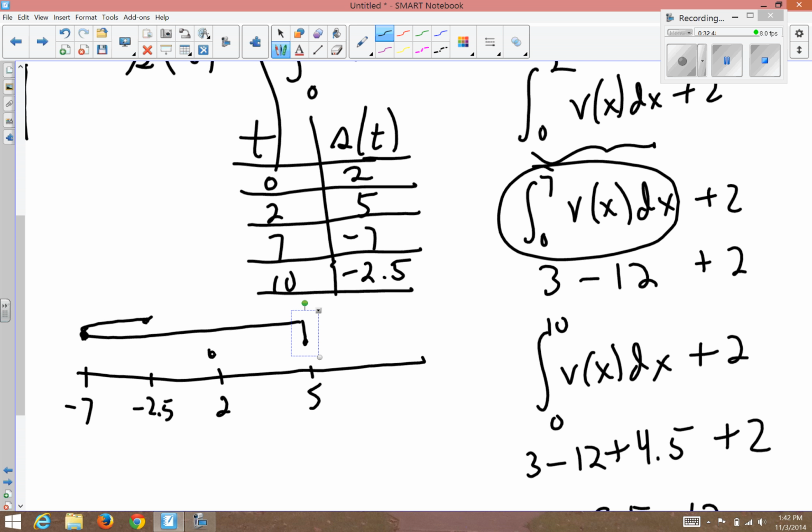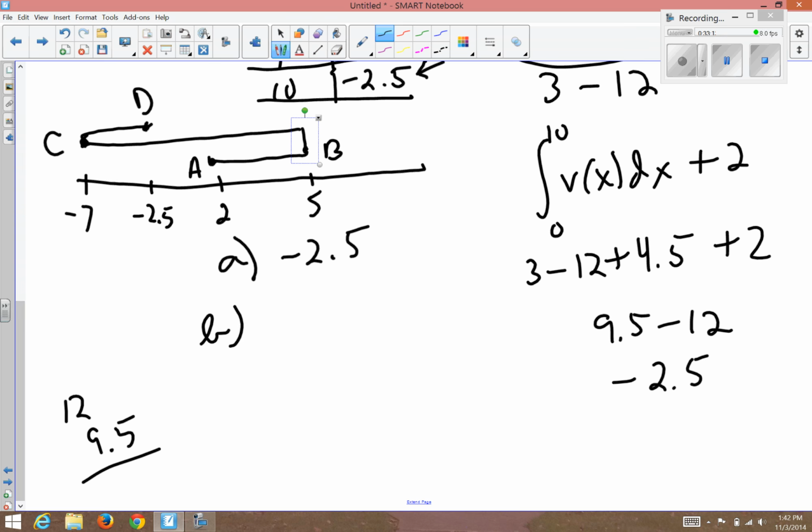So it goes from point A, starting point, to point B, and from point B it goes to point C, and then from C it goes to D. So it goes from A to B to C to D. And the question is, where is the particle at the end of the trip? Right there, negative 2.5.